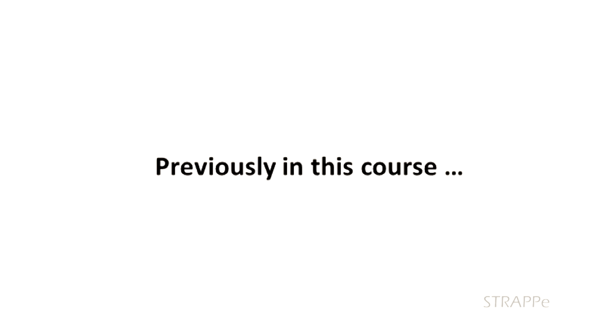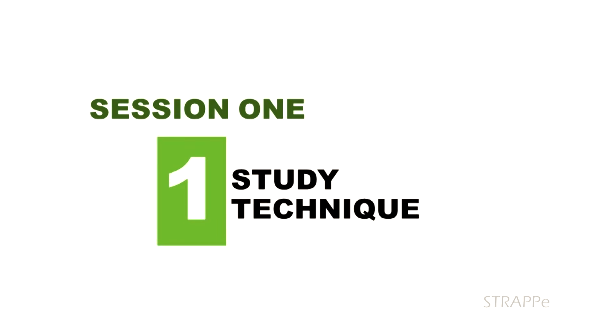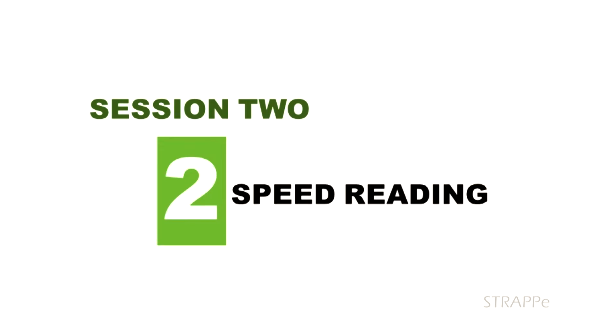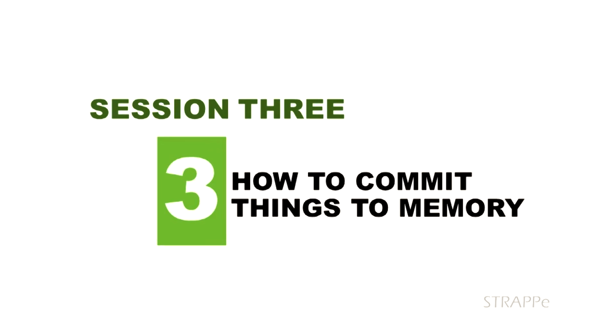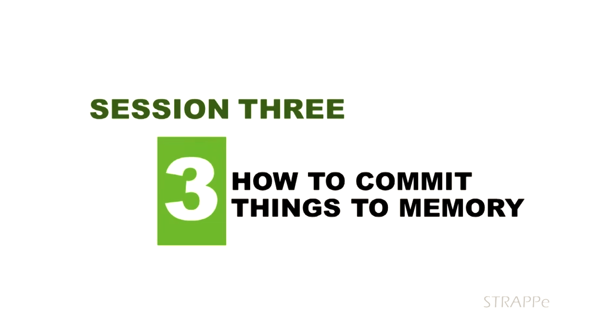Previously in this course, we looked at study technique, that is effective ways of learning with comprehension. Speed reading, that is how to read more materials in less time with comprehension. In this session, we are going to learn how to commit things to memory, techniques for committing different study materials to memory. Session 3, how to commit things to memory.